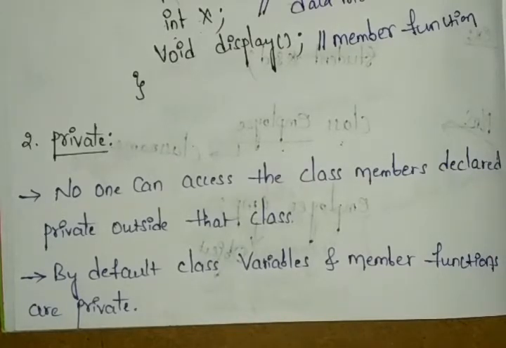If you try to access the private members, the compiler shows an error at compile time. By default, your class variables and member functions are private. Let's see how we can write this.